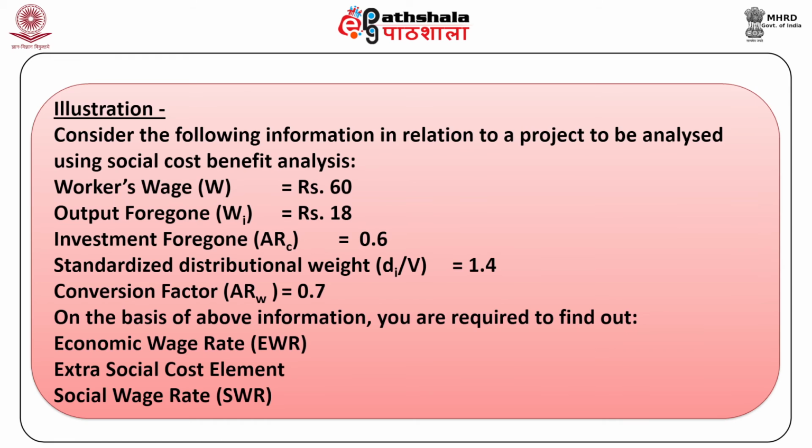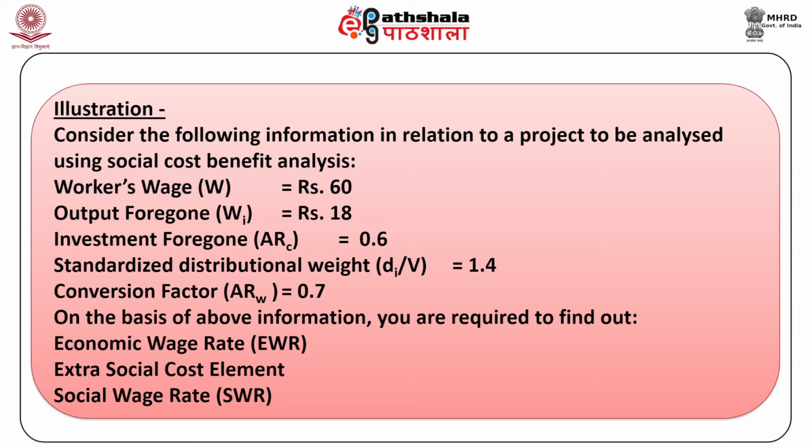Illustration 24.2. Consider the following information in relation to a project to be analyzed using social cost benefit analysis. Workers' wage, that is W, is equal to rupees 60. Output foregone, that is WI, is equal to rupees 18. Investment foregone, that is ARC, is equal to 0.6. Standardized distributional weight, that is DI divided by V, is equal to 1.4, and conversion factor, that is ARW, is equal to 0.7.